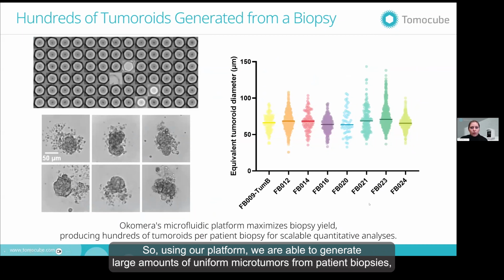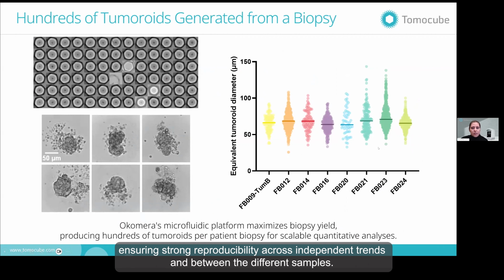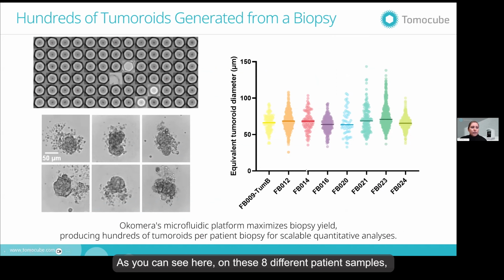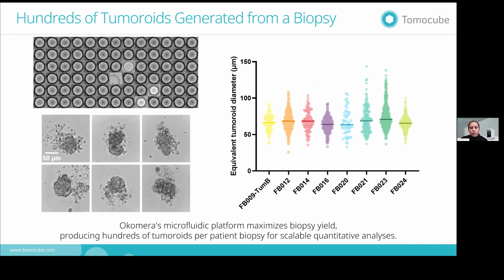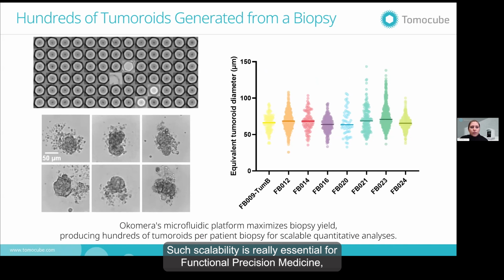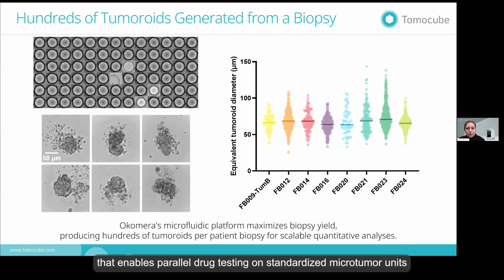So using our platform, we are able to generate large amounts of uniform microtumors from patient biopsies, ensuring strong reproducibility across independent runs and between the different samples. As you can see here, on these 8 different patient samples, we are able to have a similar diameter of the different tumoroids and hundreds of replicates of tumoroids. Such scalability is really essential for functional precision medicine, which enables parallel drug testing on standardized microtumor units and produces results that are both robust and clinically actionable.